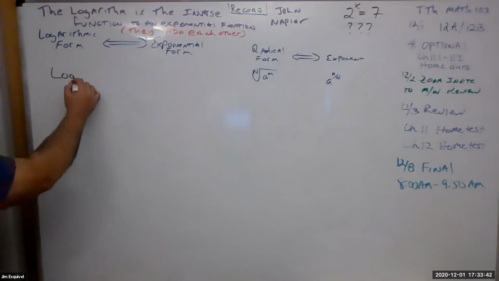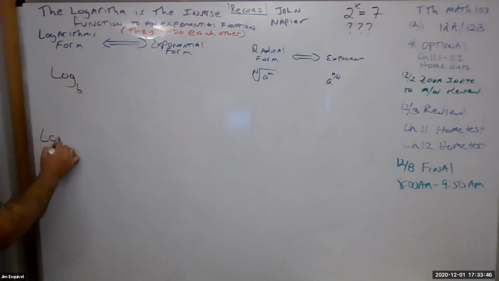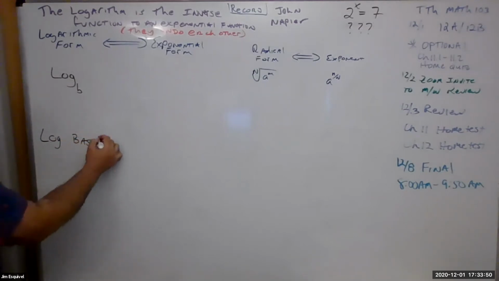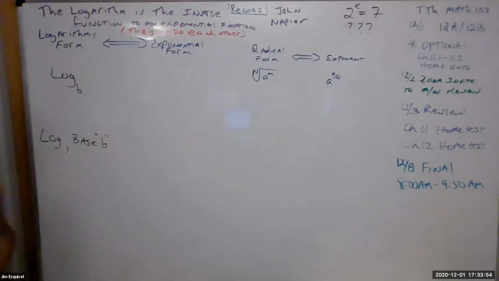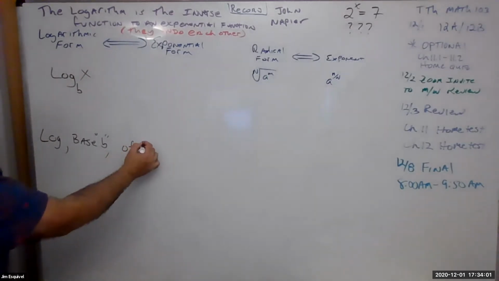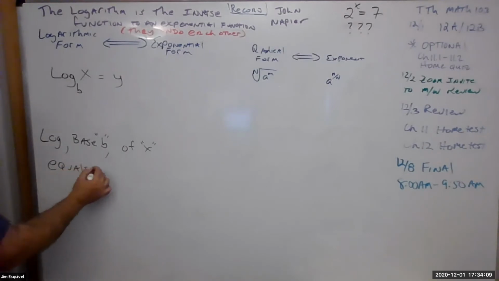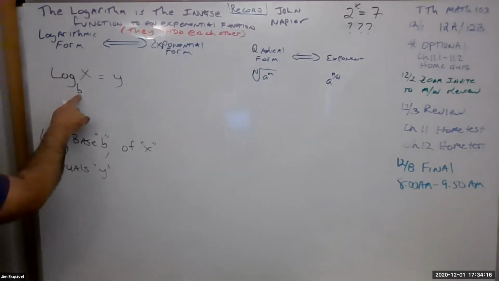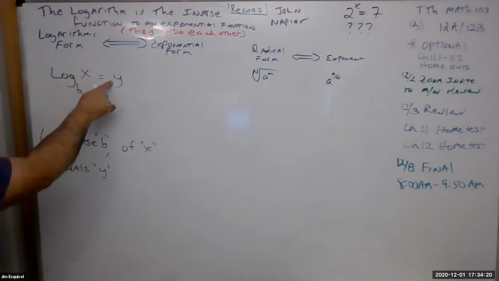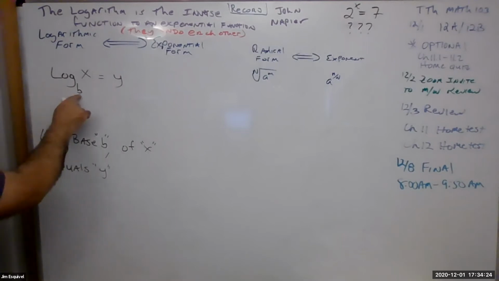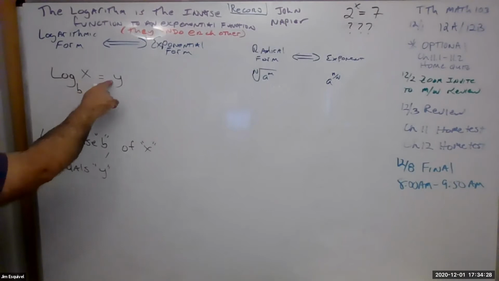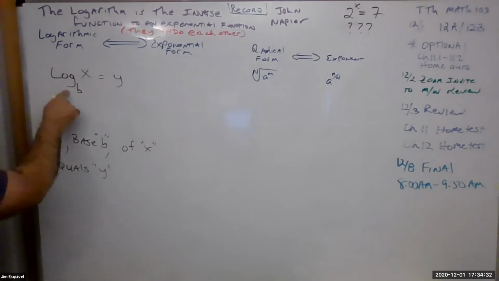Log base B of X equals Y. We're taking the logarithm base B of something X, and it's equal to some value Y. So it's a logarithm base B of something X equal to Y.